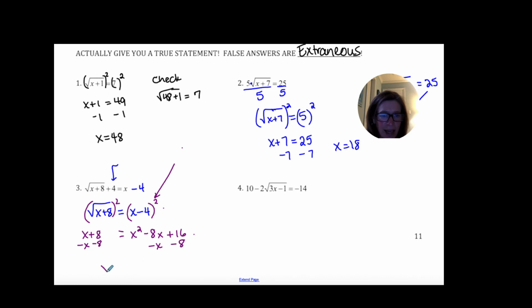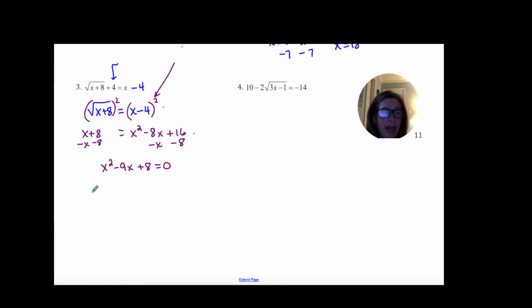That's going to give me x squared minus 9x plus 8 equals 0. All right, let's see what happens. I'm going to solve by factoring. That is factorable. I can factor it into (x minus 8)(x minus 1). I can apply the zero product property to get x equals 8 and x equals 1.